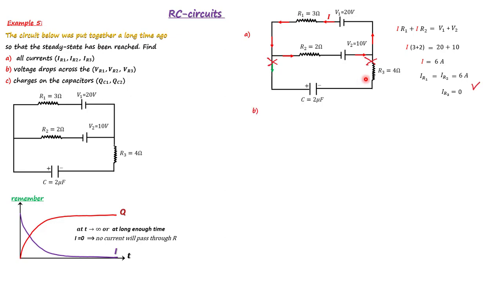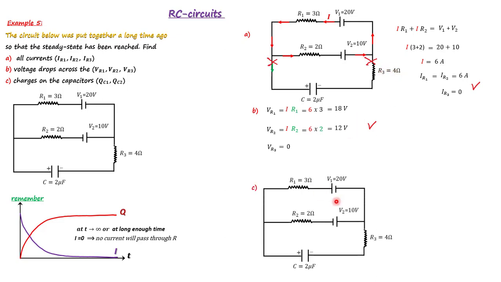Well, we can calculate V R1 and V R2. I times R1, 6 times 3, 18 volts. V R2 is I times R2, 6 times 2 is 12 volts. V R3 is 0. Now for the last part, for part C, let's put the direction of current. Okay, so there will be no current here.